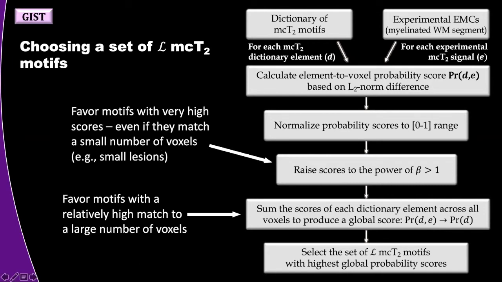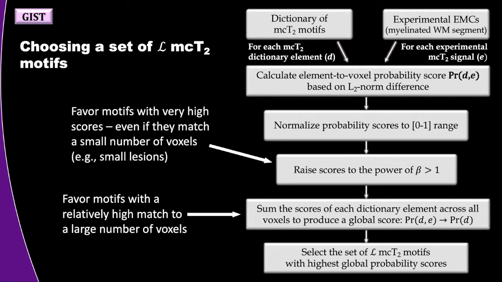even if they may match a small number of voxels. After raising to the power of beta these scores that are between 0 and 1, we sum the score of every dictionary element across all voxels in our sample. We utilize the globality of this technique. We sum over the entire segment. And now this process favors motifs that have a high score, leaving us with around 50 MCT2 motifs, each one having the best global probability score.